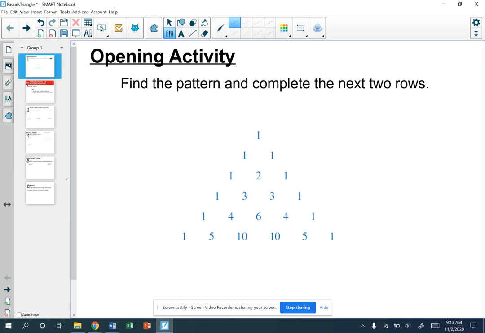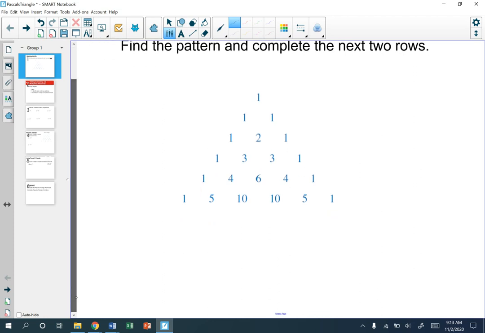Hello, today's lesson is a continuation of 4.2 Pascal's triangle. So for our opening activity today, what I want you to do is go ahead and try and find the pattern and then complete the next two rows. So go ahead, pause the video, work on that, and then tune back in once you have those next two rows completed. So what they are is 1, 6, 15, 20, 15, 6, and 1.